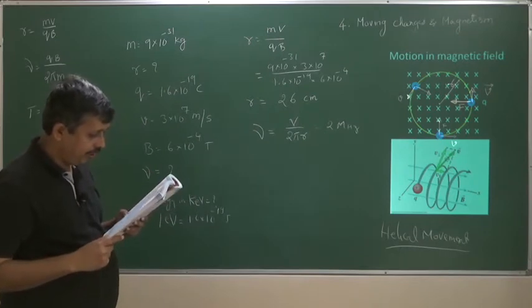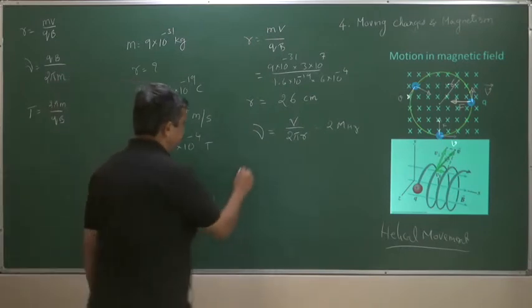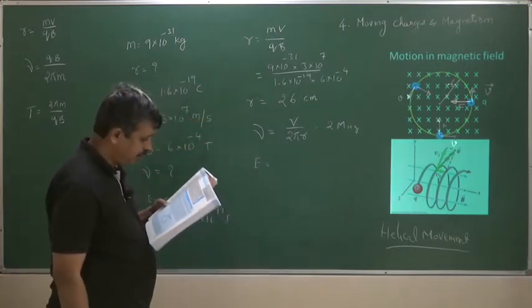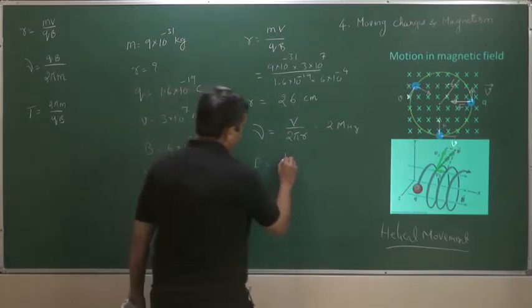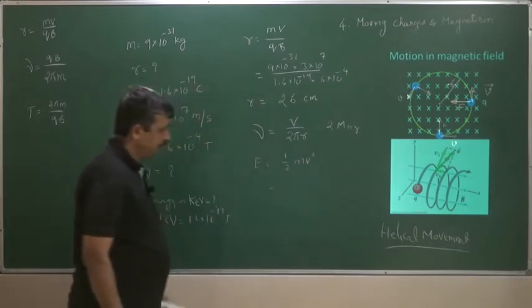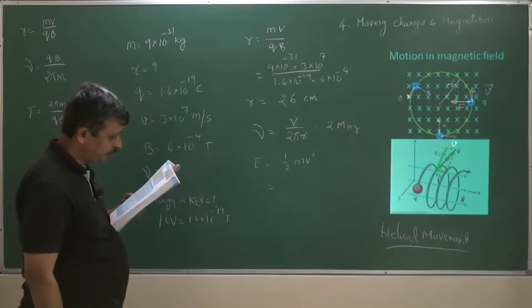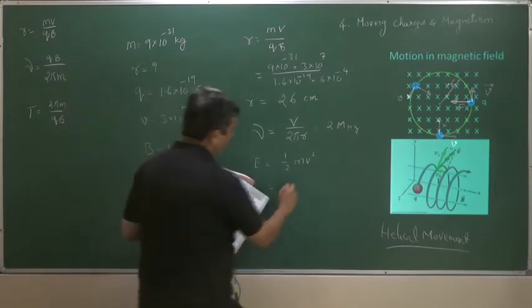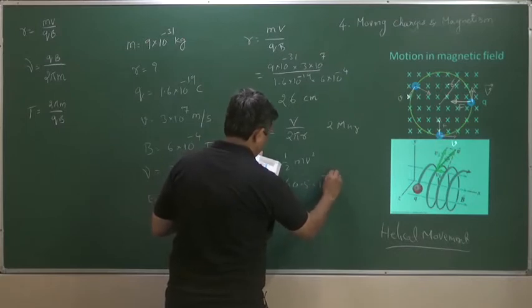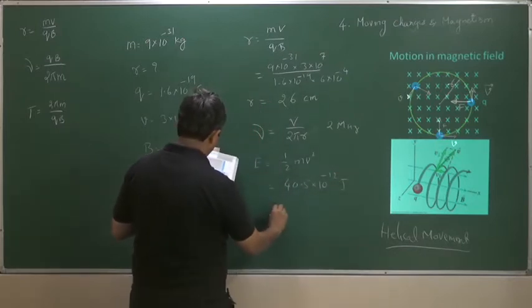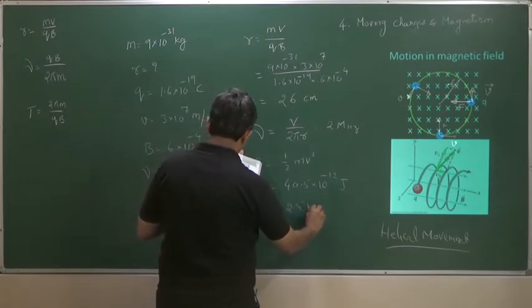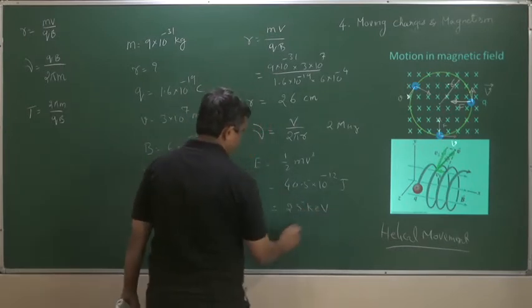And then we will see energy. Energy is nothing but half mv square. So half into mv square, velocity is given to you, so you can calculate. That will come to somewhere around 40.5 into 10 power minus 12 joules. But you can actually convert that and you will get 2.5 kilo electron volts.